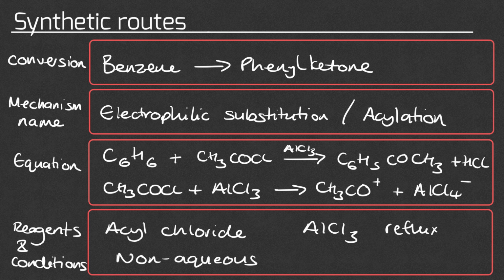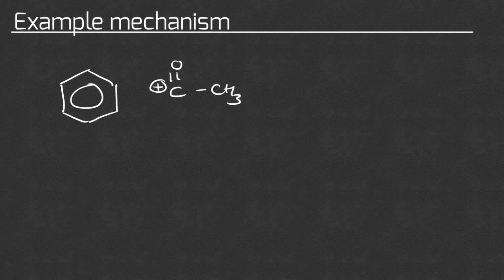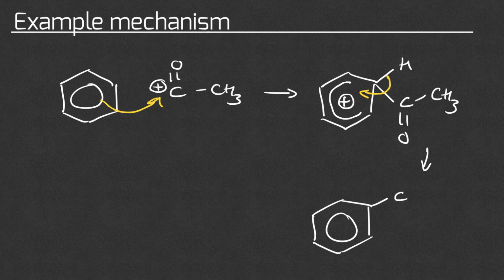The reagents and conditions for this reaction are an acyl chloride, our aluminium chloride, under reflux in a non-aqueous solvent. An example mechanism would show the benzene with the reactive intermediate. The benzene ring will attack the positive carbon ion. We'll then have the following intermediate structure, with the carbon-hydrogen bond being broken and the electrons going back into the benzene ring to form our desired phenyl ketone product.